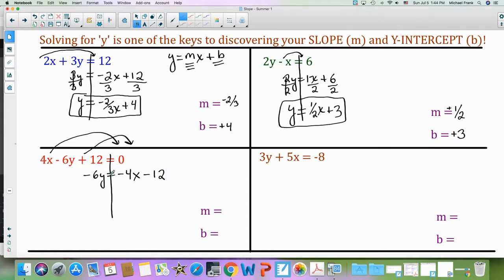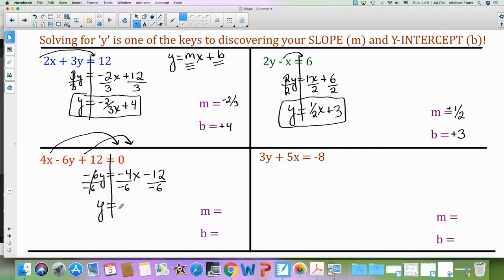All right. Now our last step is to get that y all by itself. Well, it has a negative 6 that's multiplying, so I'm going to divide it by negative 6. And I'm going to divide everything over here also by negative 6, and this by negative 6. That's going to cancel out because it's equal to 1. I get my y equals.